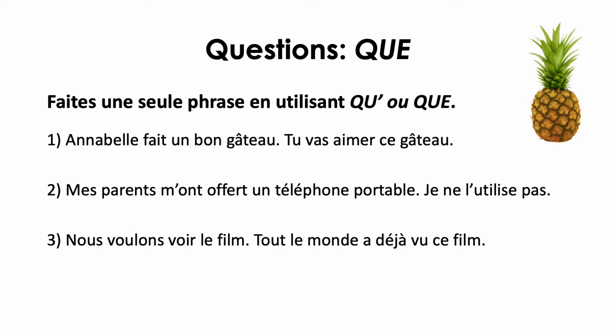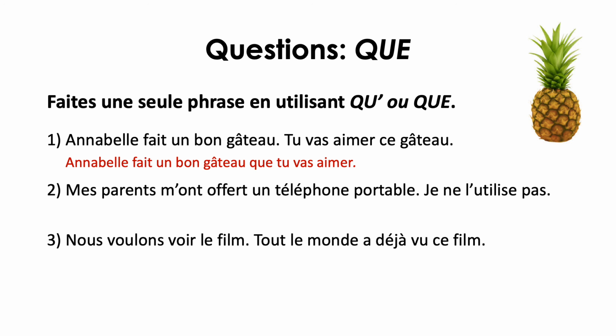Annabelle fait un bon gâteau. Tu vas aimer ce gâteau. So, ce gâteau, this is the direct object. You are going to replace ce gâteau with the relative pronoun que. And this is what the sentence is going to look like. Annabelle fait un bon gâteau que tu vas aimer. Annabelle is making a great cake that you're going to love. Okay, pause the video and do 2 and 3 by yourself.